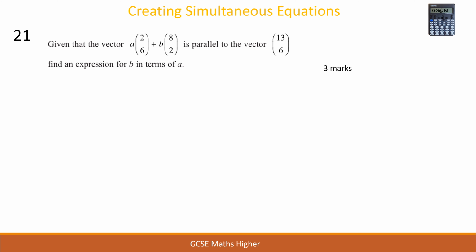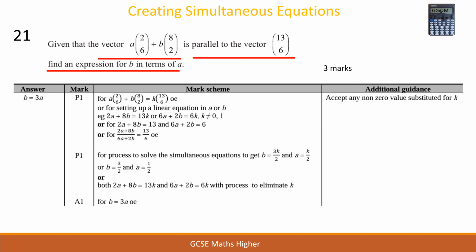Question on creating simultaneous equations. So you've got the vector and you're told it's parallel to this vector. You've got to form an expression for b in terms of a for 3 marks. Press pause, have a go at working out the answer, and then press play when you're ready to hear the answer. Fantastic work, well done.